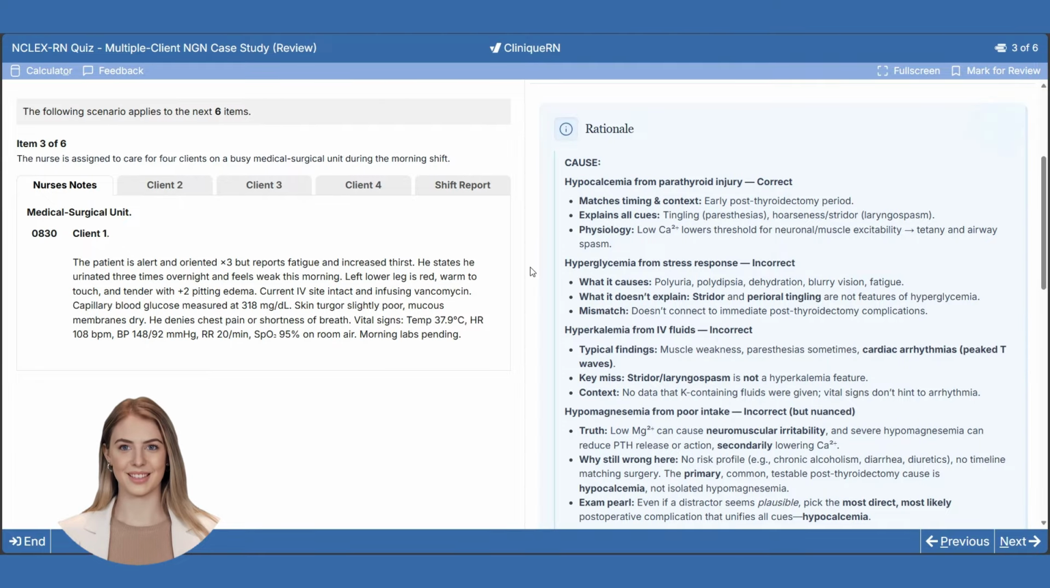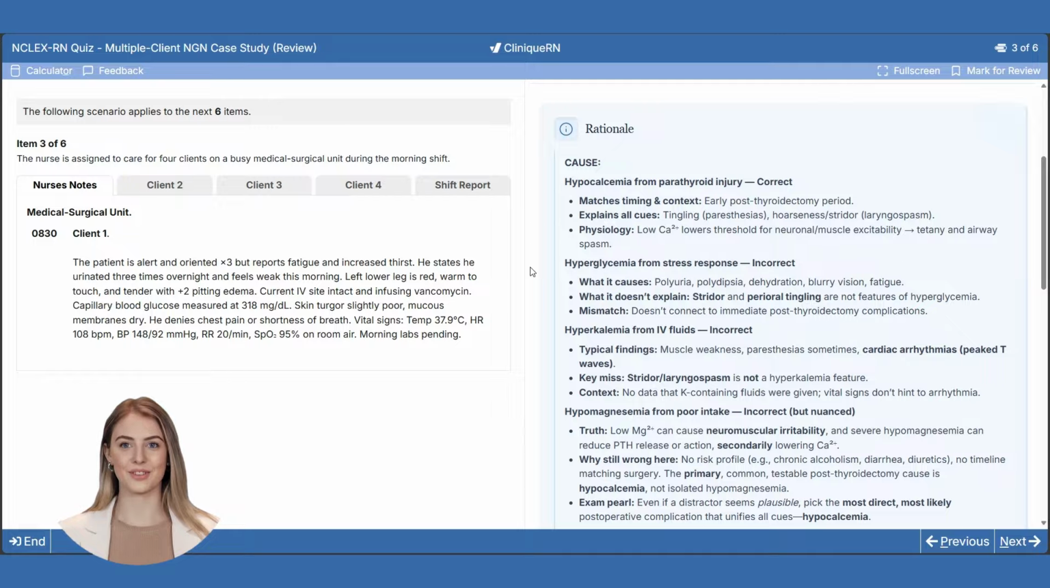Hoarseness, stridor, laryngospasm. Physiology: low calcium ion lowers the threshold for neuronal and muscle excitability, indicating tetany and airway spasm. Hyperglycemia from stress response is incorrect. What it causes: polyuria, polydipsia, dehydration, blurry vision, fatigue. What it doesn't explain: stridor and perioral tingling are not features of hyperglycemia. Mismatch. It doesn't connect to immediate post-thyroidectomy complications.